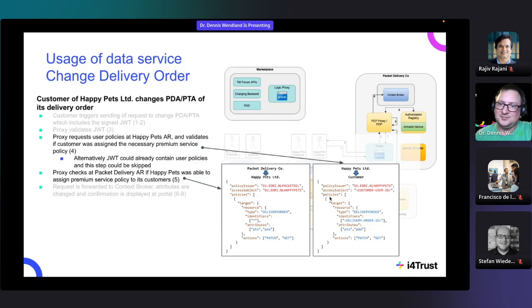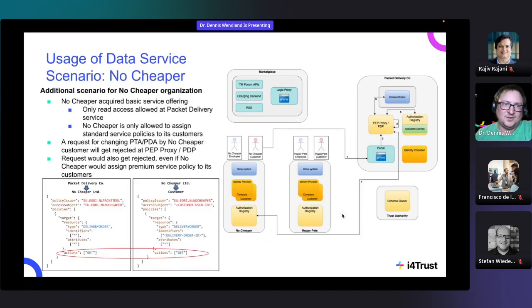So basically the PDP will perform two checks. On the one hand, is there such a policy issued by packet delivery company to Happy Pets? And is there such a policy issued by Happy Pets to the customer, so that you have a chain of delegation of these access rights for accessing the service? In the scenario of NoCheaper, it's basically the same, but just with different policies missing these patch permissions.